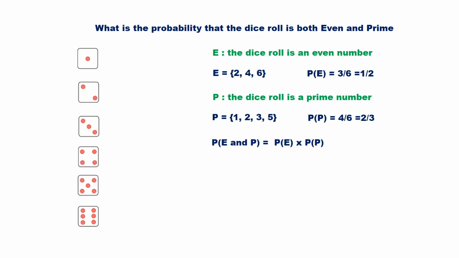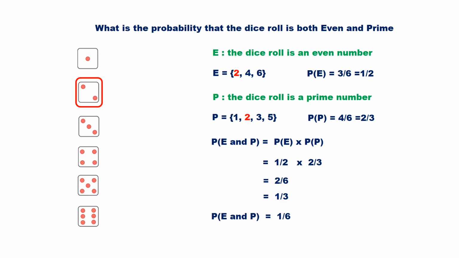Probability of E and P is equal to probability of E into probability of P. This is equal to 1 by 2 into 2 by 3 is equal to 2 by 6 or 1 by 3. But we know that there is only one outcome that corresponds to the event both even and prime. Hence, the actual probability of getting even and prime is 1 by 6. Hence, the answer we got by applying the formula is wrong. The formula doesn't work because the events E and P are not independent. Hence, we need to modify the formula.